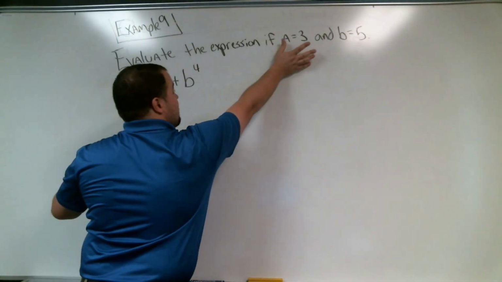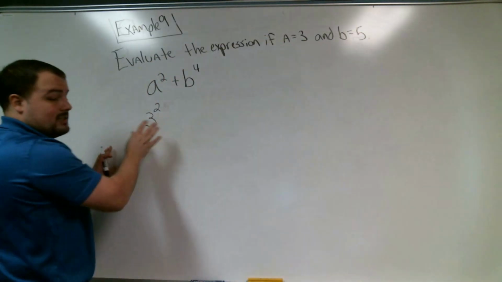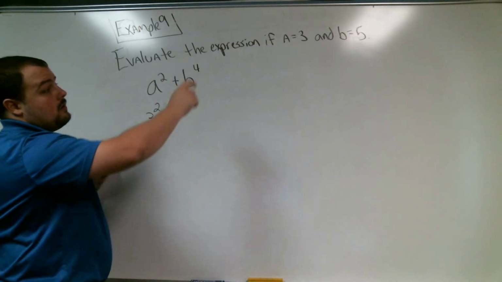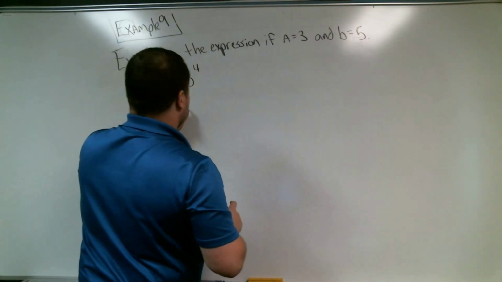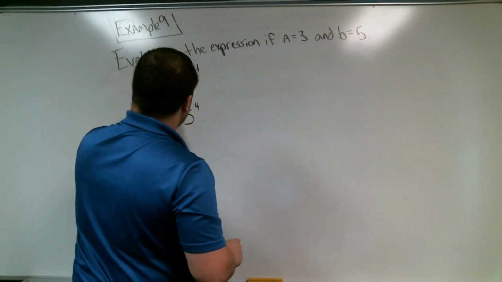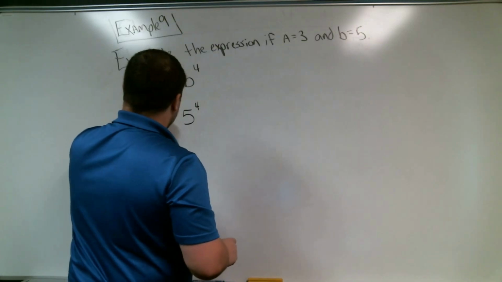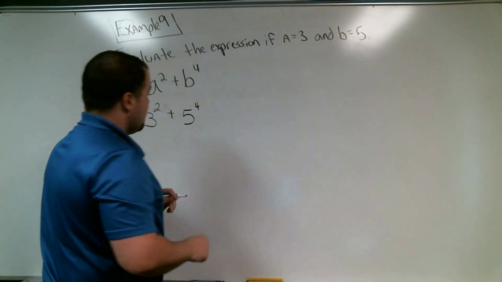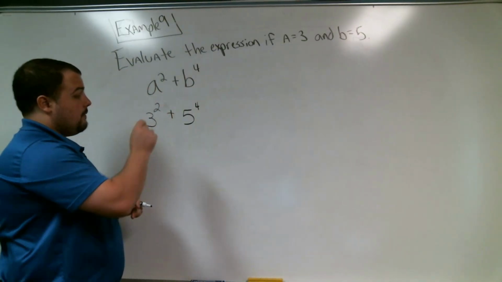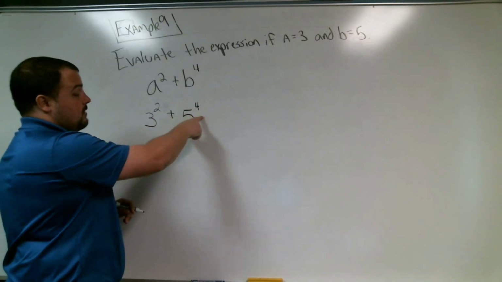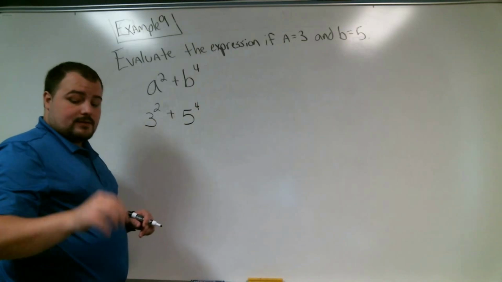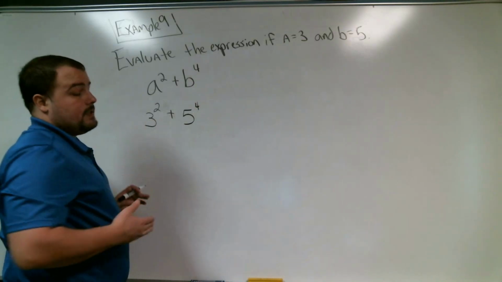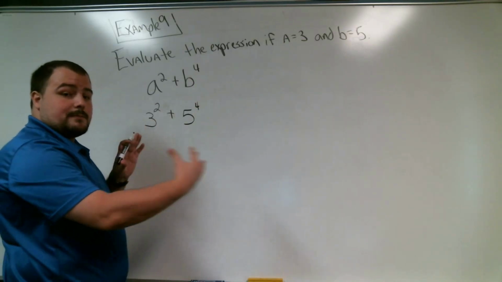And this is actually called substitution. Substitution is when you take what you know and you replace it into where it can go. B is 5. So where I see the letter B, I'm going to write the number 5. So the problem that we're really looking at is 3 to the second power plus 5 to the fourth power. Again, right now it's written exponentially. I'm going to write it in expanded form.